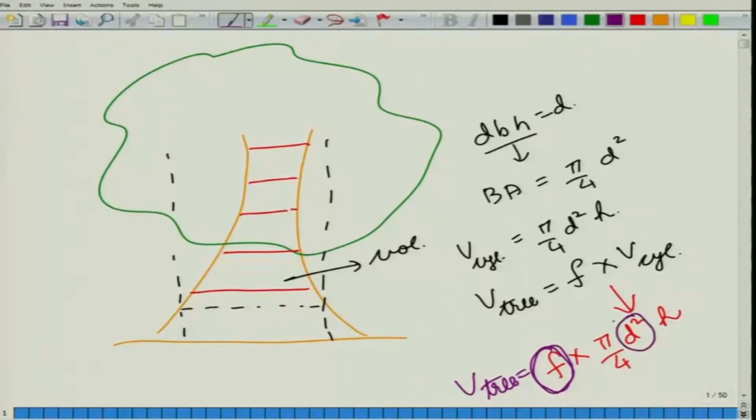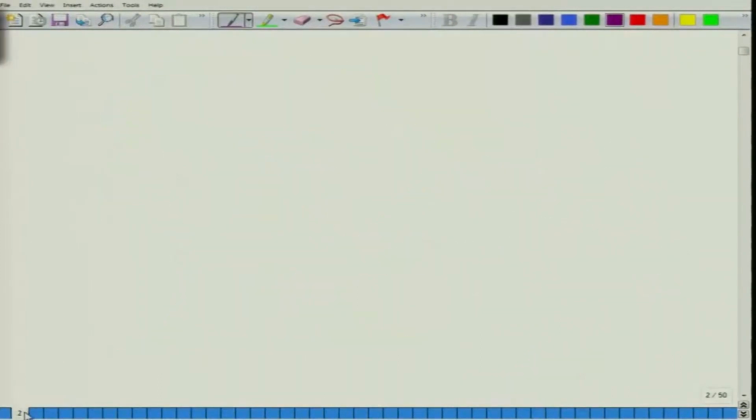We also require the value of d, which is the diameter at the breast height, and we also need to know the height of the tree. So, essentially we can say that the volume of the tree is a function of the form factor, the diameter and the height. So, if we know this function completely, then if we knew the form factor, the diameter and the height, then we would be able to know the volume of the tree.